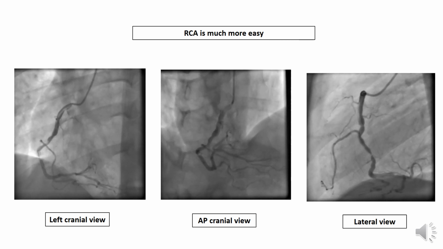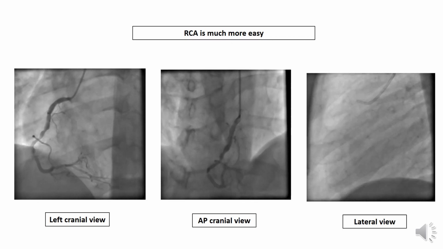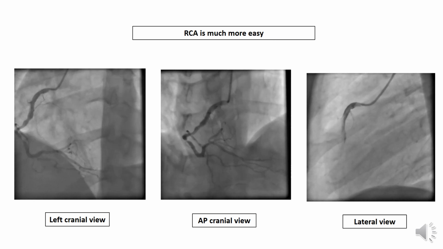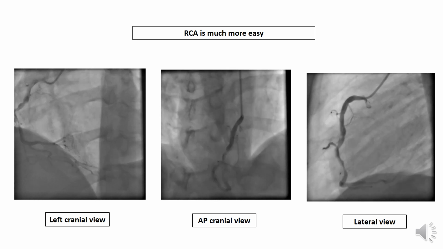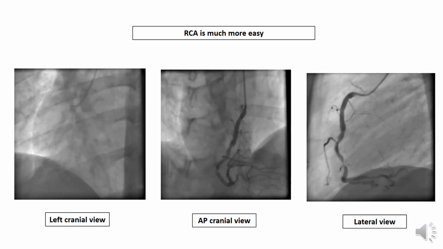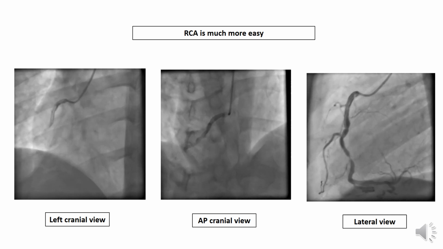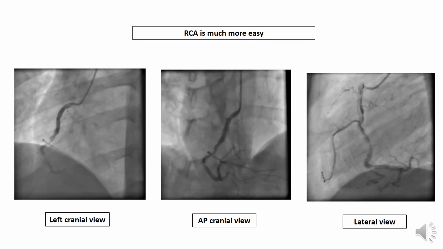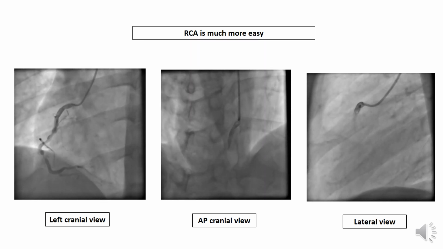The final view is the lateral view. Here is the sternum, and here is the diaphragm, and here is the RCA, proximal, mid, and distal segments, with its terminal branch, the posterolateral branch, and the AV groove, and the posterior descending artery descending on the posterior interventricular septum. This view is valuable for almost every segment in the RCA, the proximal, mid, and distal branching system.